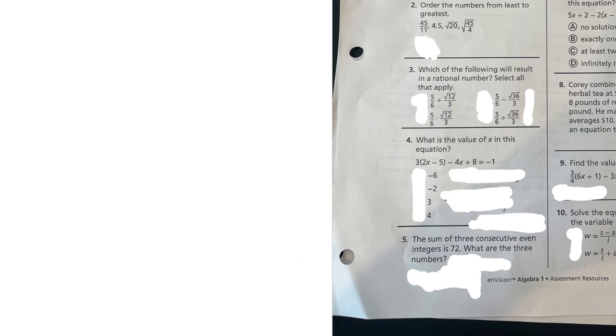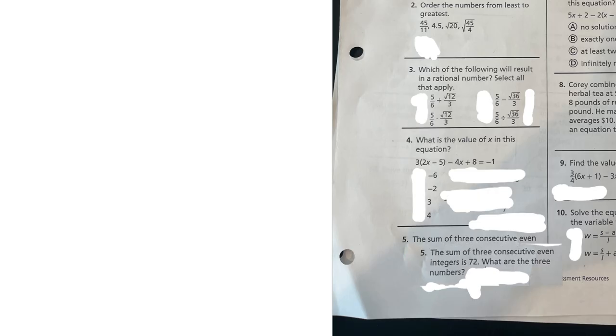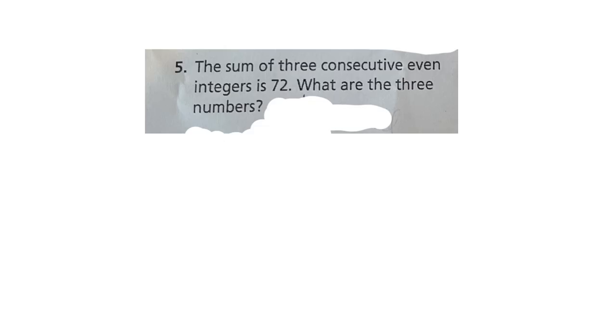Straightforward. Right here, the sum of 3 consecutive even integers. So the way to represent 3 consecutive even integers is the lowest one you could call x, the next one in line you could call x plus 2, and the next one in line you could call x plus 4.